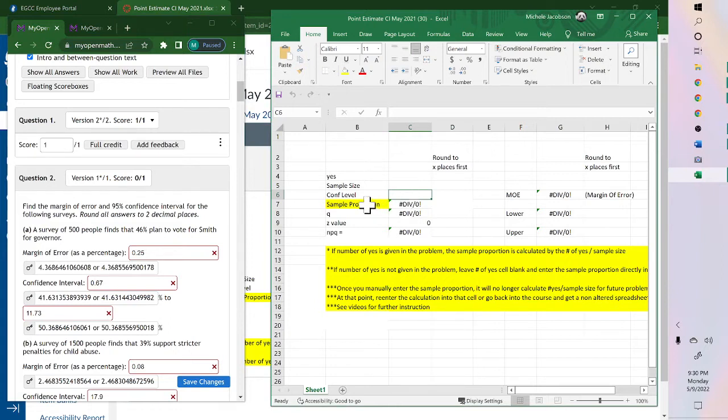Now, when you're given the sample proportion instead, so if the number of yeses is given, then the sample proportion is calculated. If the number of yeses is not given, leave the number of yeses blank and enter the sample proportion directly. So our sample size was 500. Confidence level 0.95. And we were given the sample proportion 0.46.